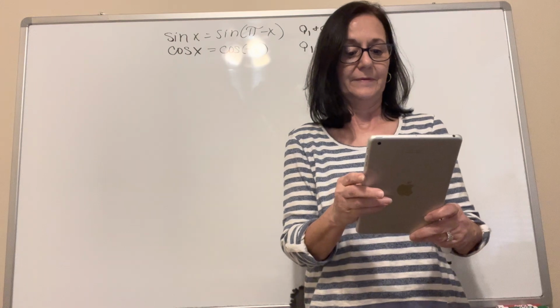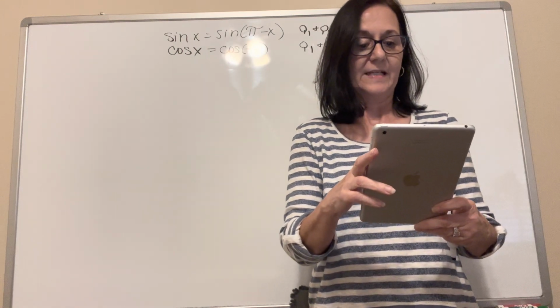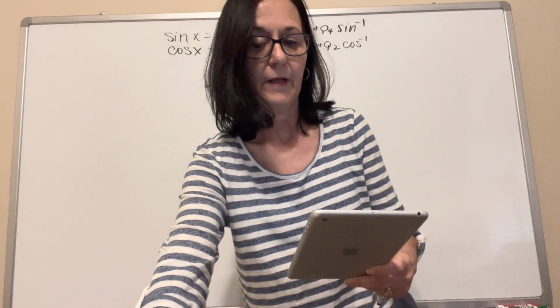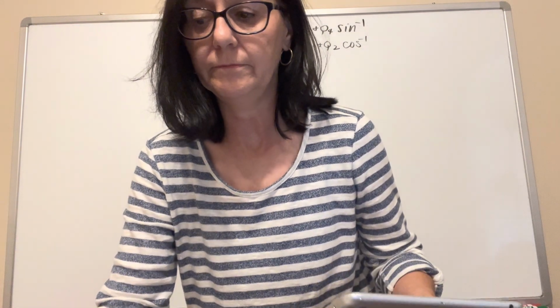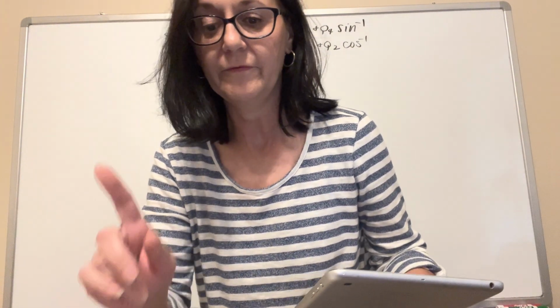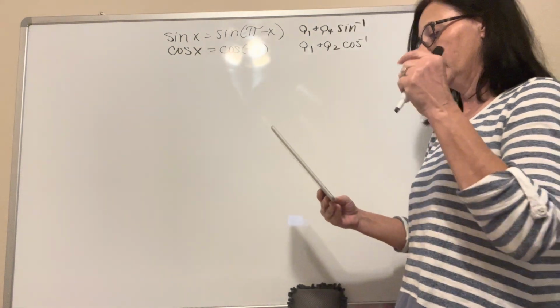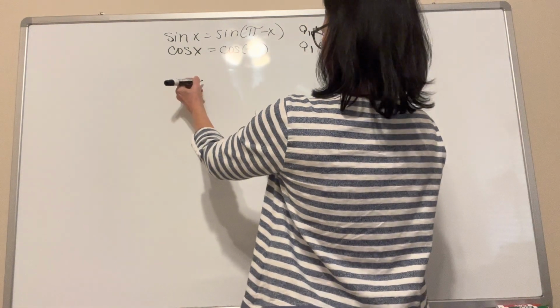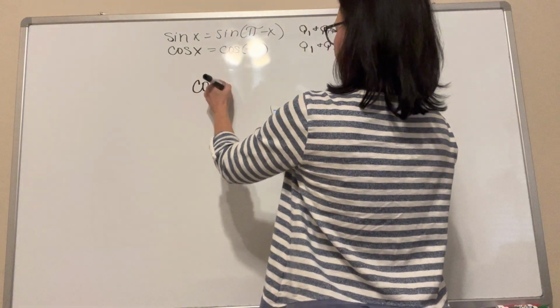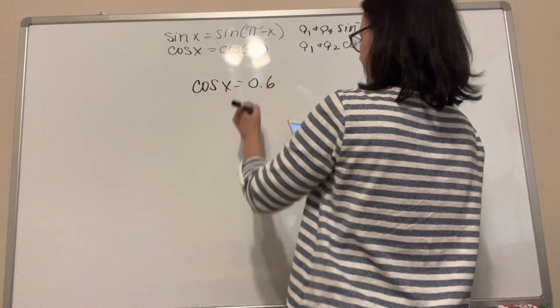All right, let's walk through the examples. Example 1. So I'm on page 538. Example 1. We're going to solve this equation. Cosine x equals 0.6.